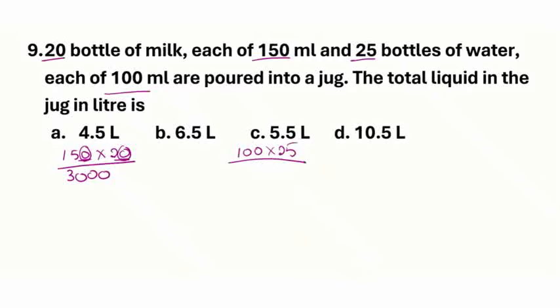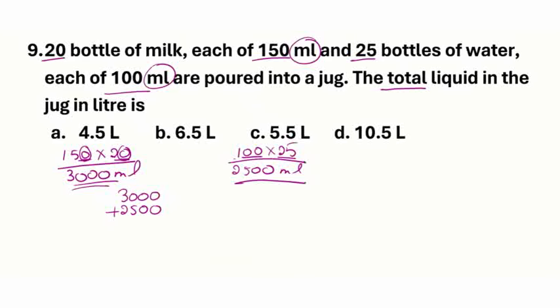In the same way, skip these 2 zeros at first. 25 ones are 25. How many zeros are put aside? 2 zeros. And what are they asking for in the question? You're going to find the total. If they give you total, you're going to simply add the values. The first value 3000, second value 2500. So remember, 150 is in ml and 100 also is in ml, means these two answers are also in milliliter, but you're going to write the answer in liter.